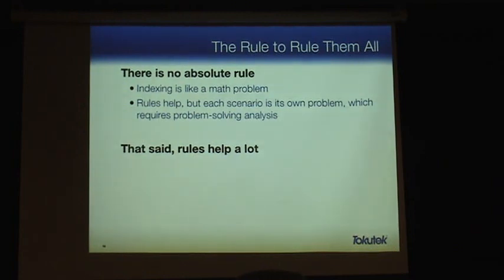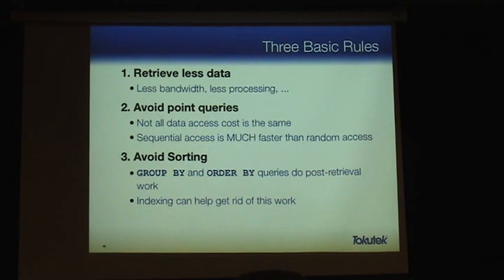Before getting into any of these basic rules, the first rule we should know is that there's really no absolute rule. Indexing is kind of like a math problem where rules help, but each scenario is its own problem. They have exceptions and whatnot, and it requires problem-solving analysis. But that said, rules help a lot, and here are the 3 basic rules. First one, retrieve less data. The less data you retrieve, the less bandwidth you use, the less processing, things go faster.